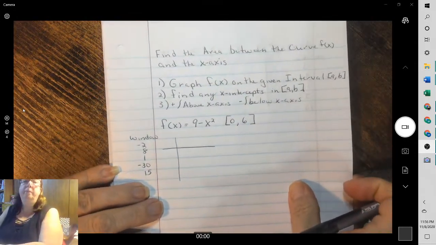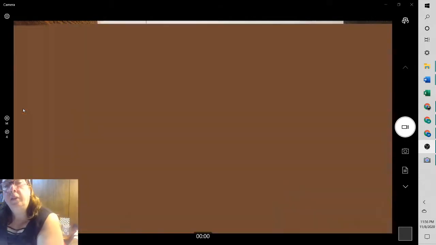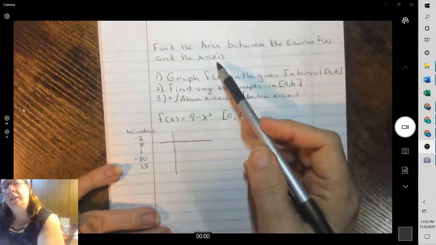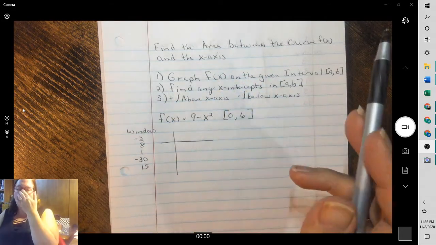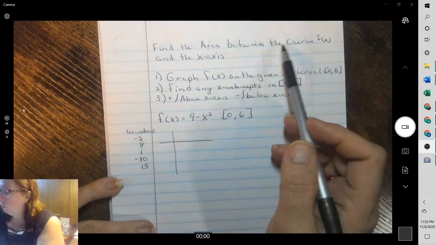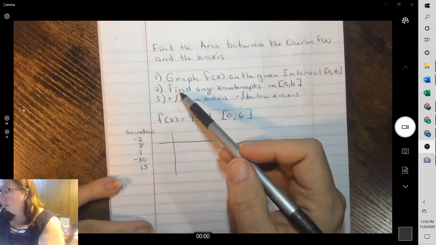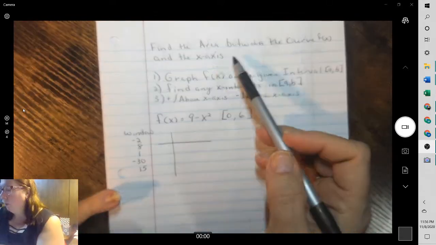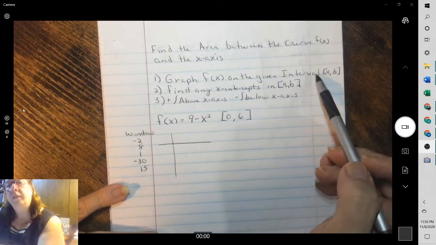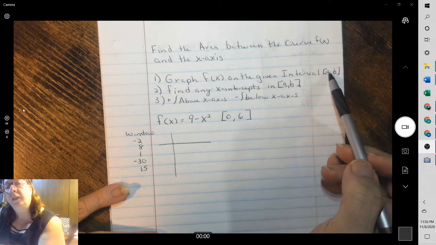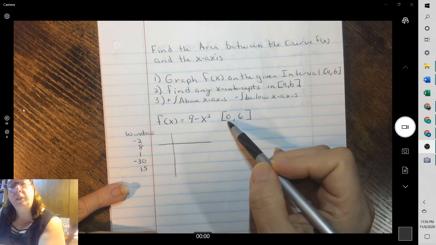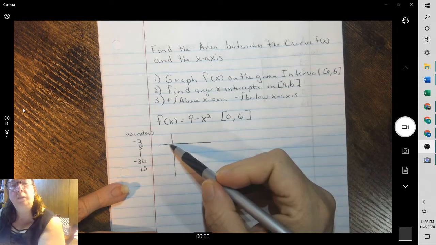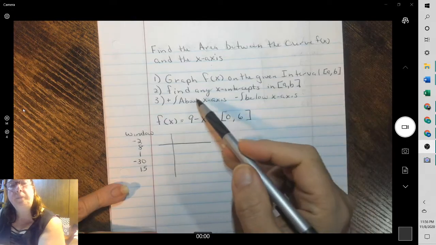When you're finding the area between two curves, or not between two curves, but just the x-axis. The next section will show you between two curves, but between the x-axis and the function, the first thing you need to do is graph it, and you only need the graph on the interval they give you. For example, this one is 0 to 6. So we're only interested from 0 to 6.